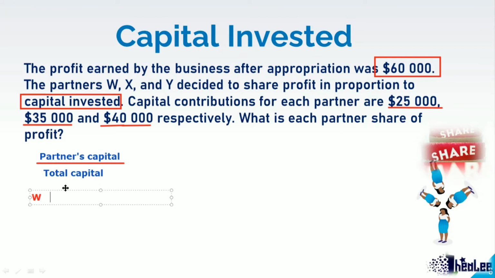W is $25,000, and that is divided by the total capital. Total capital there will be the 25 plus the 35, which gives you 60,000, plus 40,000, that gives you 100,000. So that is 25,000 divided by 100,000, and you can simplify that, times the profit of 60,000. If you simplify, that would just be a quarter of the 60,000, and that would give you $15,000. You don't have to simplify. You can just plug in the figures in your calculator because you want to ensure that you're as accurate as possible in your exam.